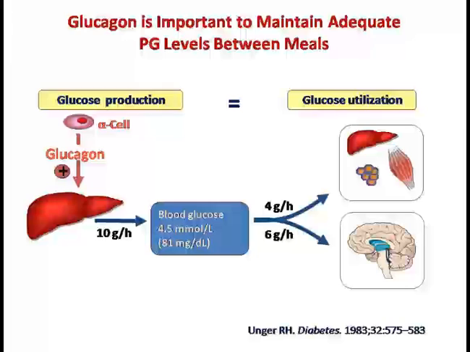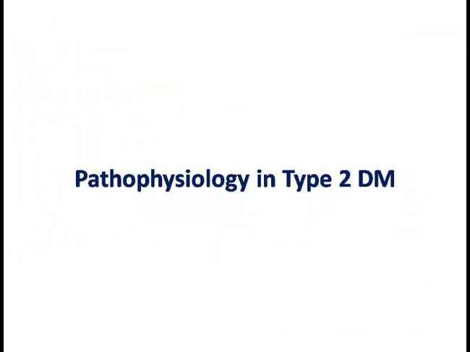circulation, and God's gift is such that, of the 10 grams per hour of glucose, 4 grams are utilized by the peripheral tissues like liver, skeletal muscle, and adipocytes, and 6 grams are utilized by the brain. And thereby, a stable, completely normal level of glucose is maintained in our circulation. So what happens in diabetes?